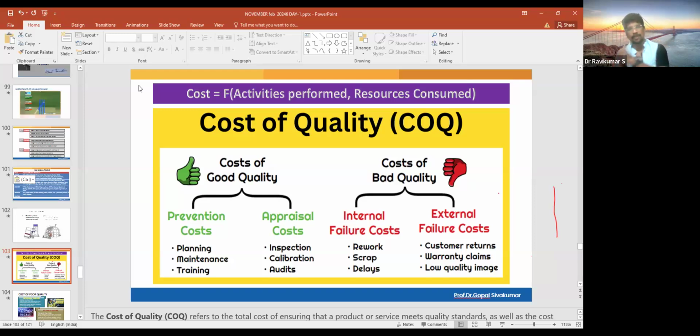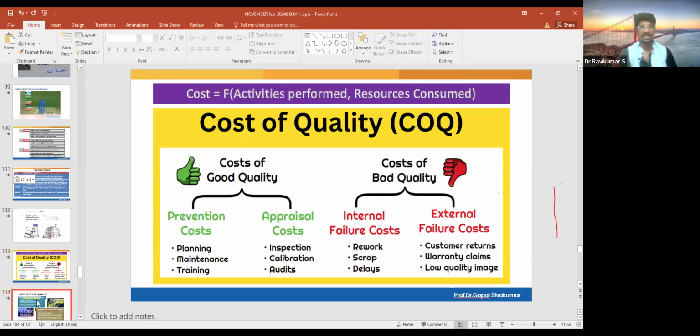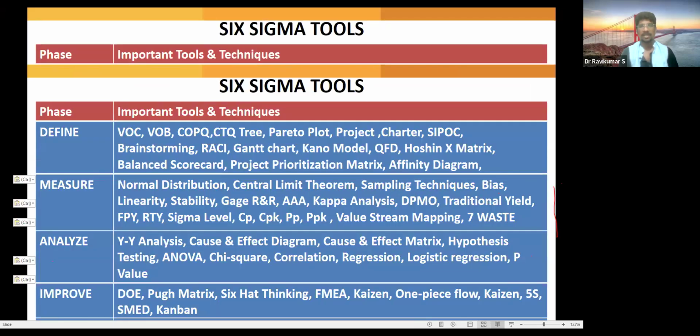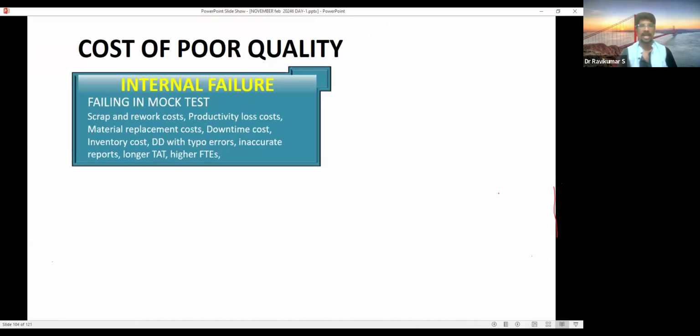Okay, now let us speak about bad quality. In bad quality, we have two categories, guys. One is cost of bad quality internal. What is cost of bad quality internal? For example, suppose you are a quality inspector. You identify some problem in a product or in the existing process. What will you do? You will recommend a rework. You will ask to correct it. Or sometimes you can reject the product and it is scrap.